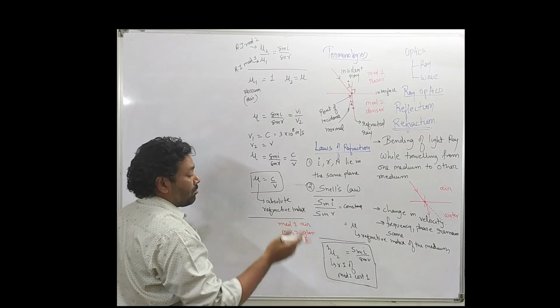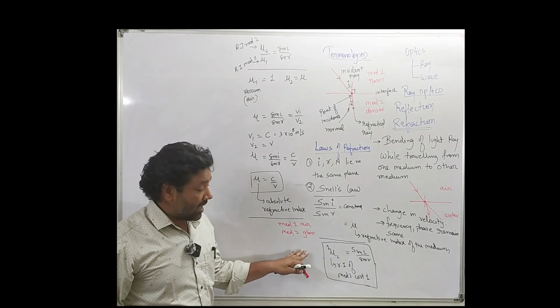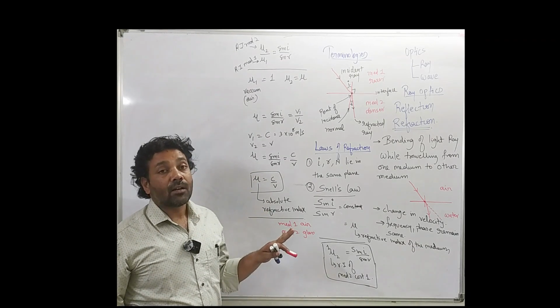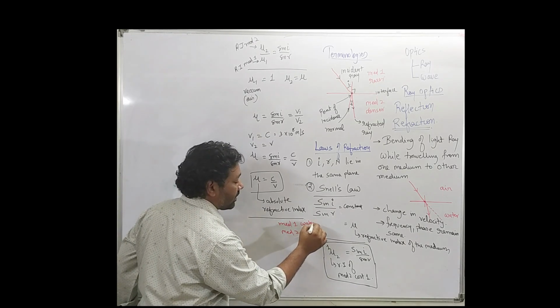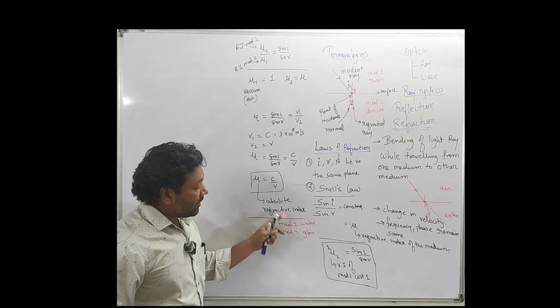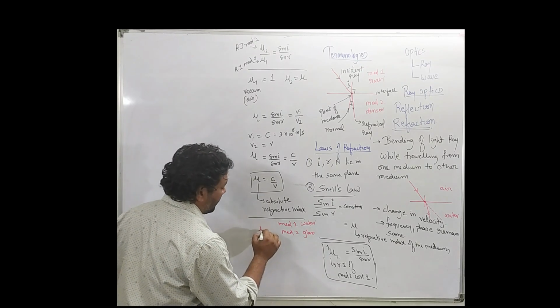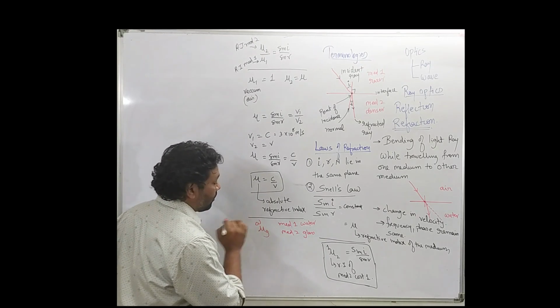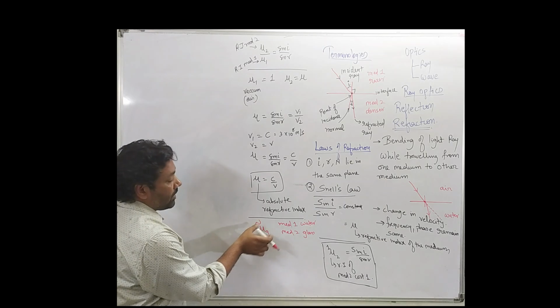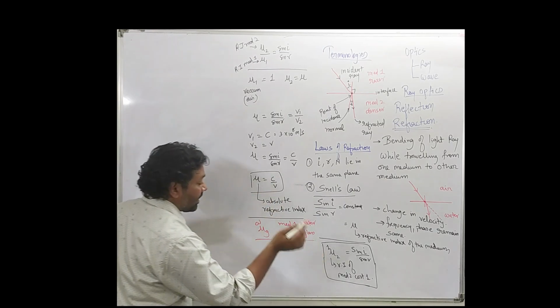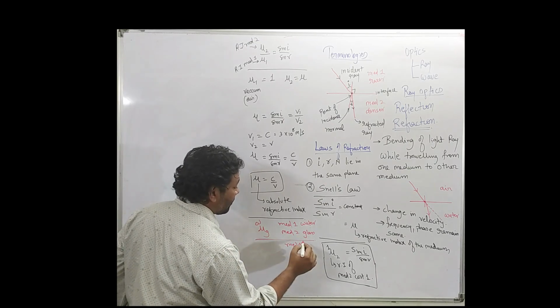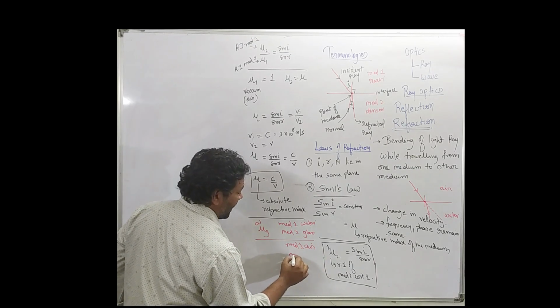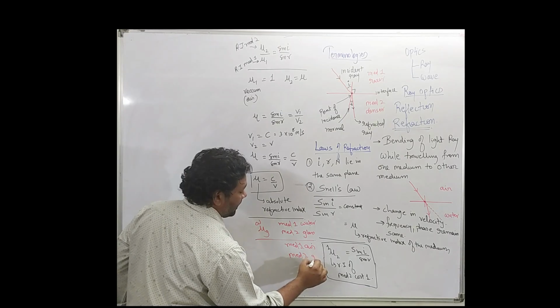So if you want the bending capacity of only glass, for sure you must take a medium 1. Instead of air, if you take medium 1 as water, you will get the refractive index of glass with respect to water, but this will not give you the absolute refractive index. If you want the absolute refractive index, for sure the medium 1 must be air and medium 2 must be glass.